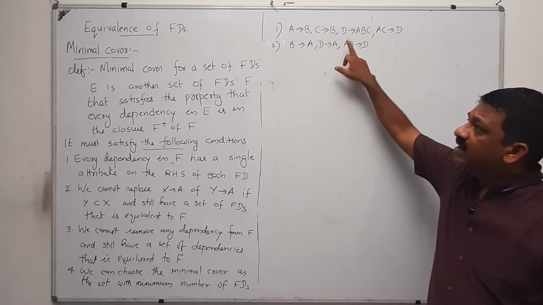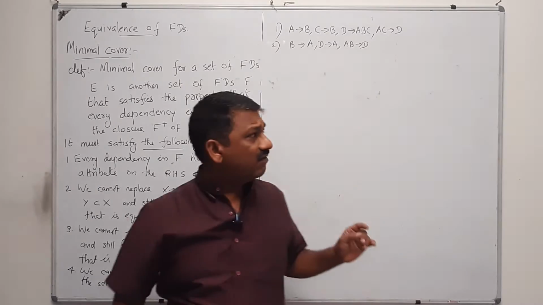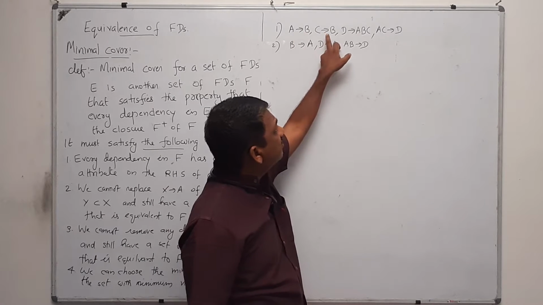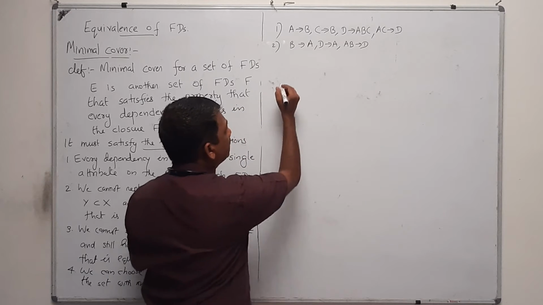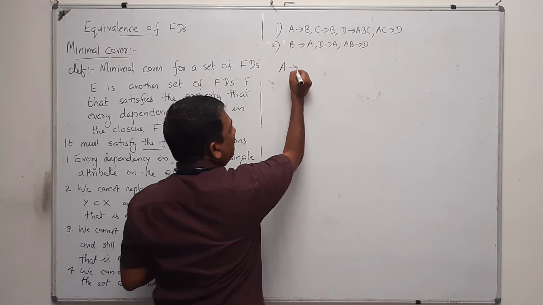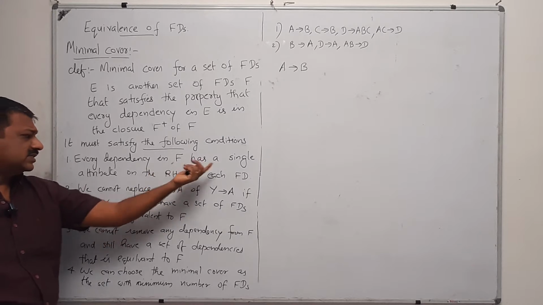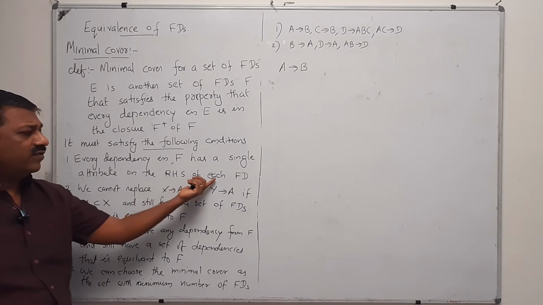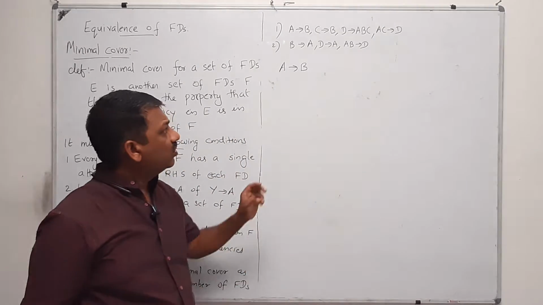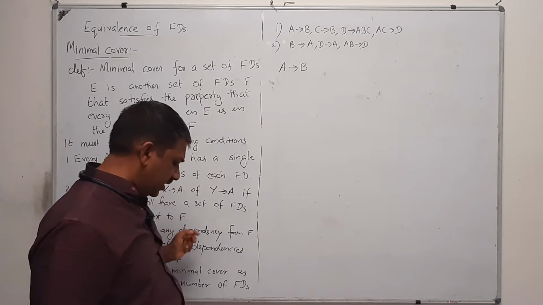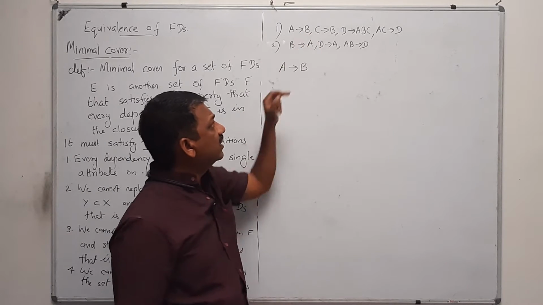This is example number 1 and this is example number 2. In example number 1, we have A determines B, C determines B, D determines ABC, and AC determines D. So I am going to write those. A determines B. Here, the first rule we are going to apply: every dependency in F has a single attribute on the right hand side. A determines B obeys this rule, since the right hand side has only a single attribute.